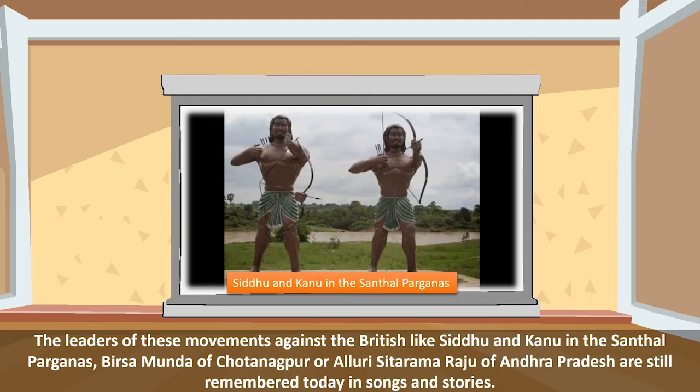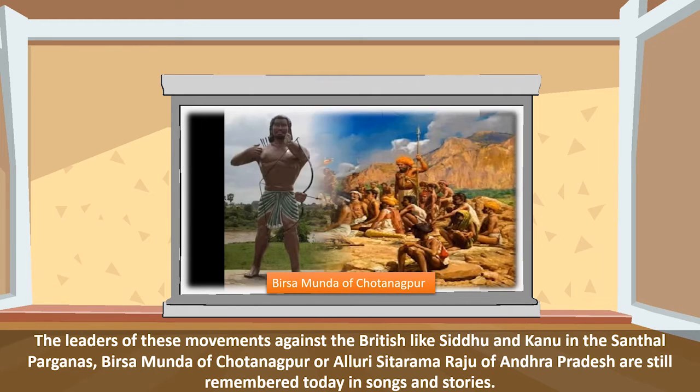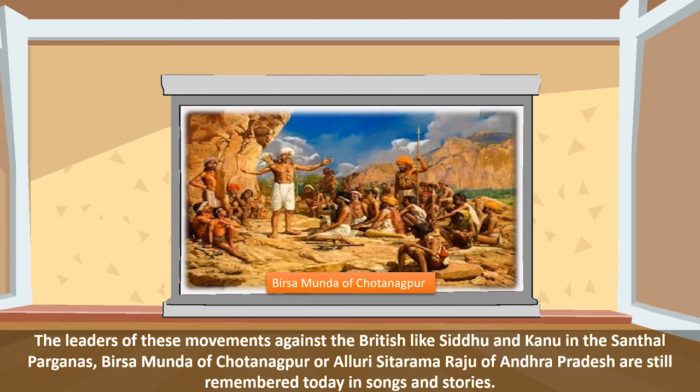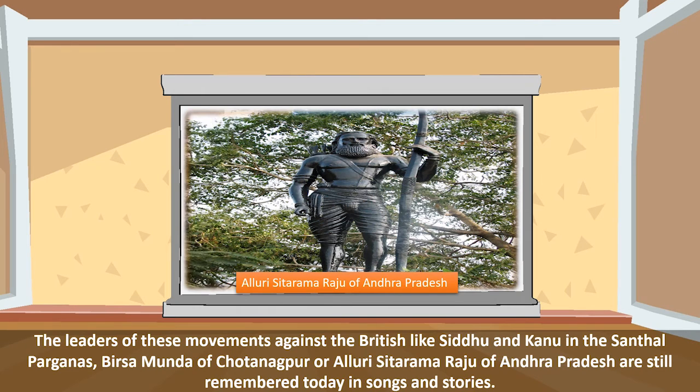Rebellion in the forest. In many parts of India and across the world, forest communities rebelled against the changes that were being imposed on them. The leaders of these movements against the British, like Sidhu and Kanu in the Santhal Parganas, Birsa Munda of Chota Nagpur, or Alluri Sitarama Raju of Andhra Pradesh are still remembered today in songs and stories. We will now discuss in detail one such rebellion which took place in the kingdom of Bastar in 1910.